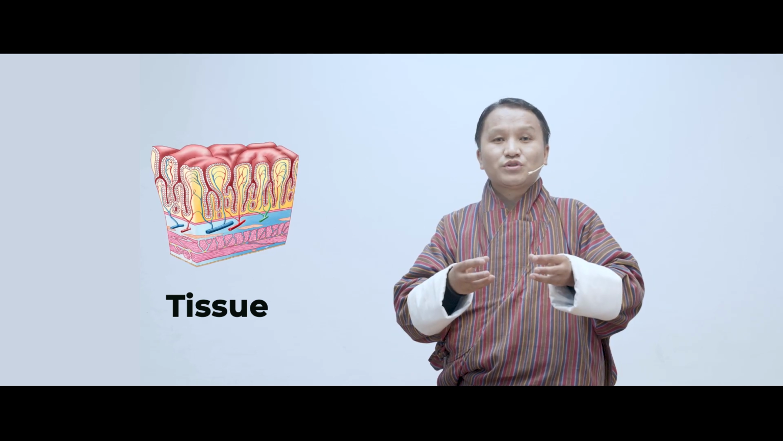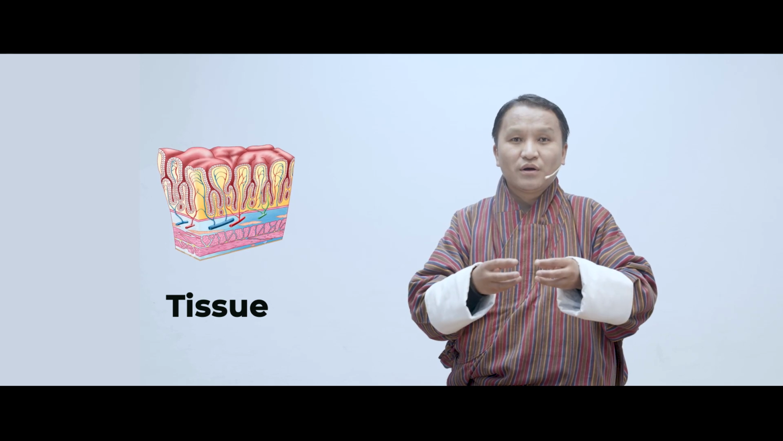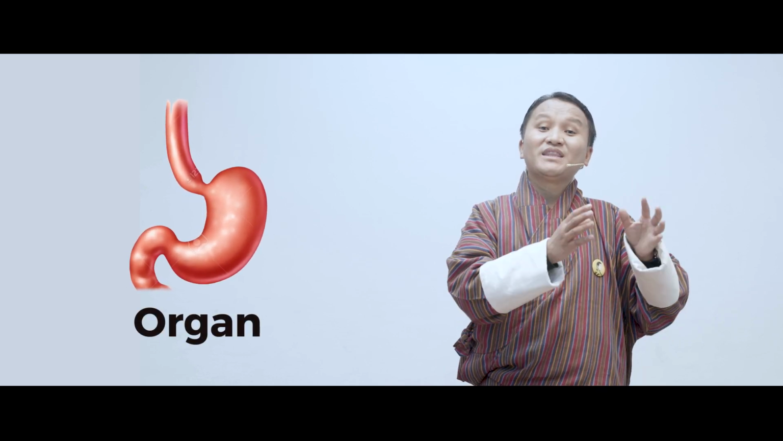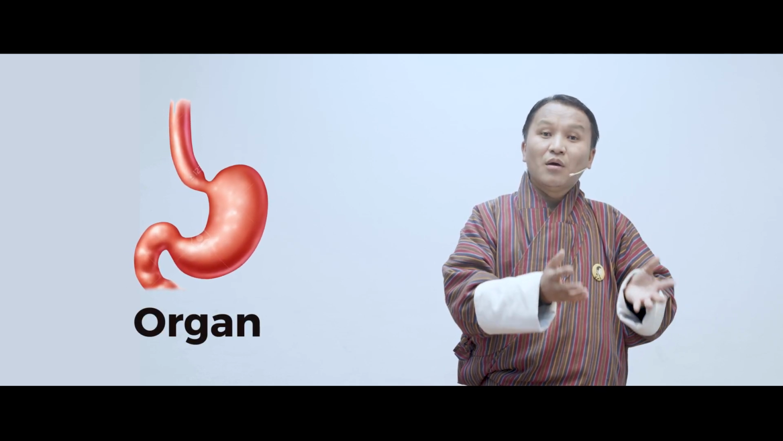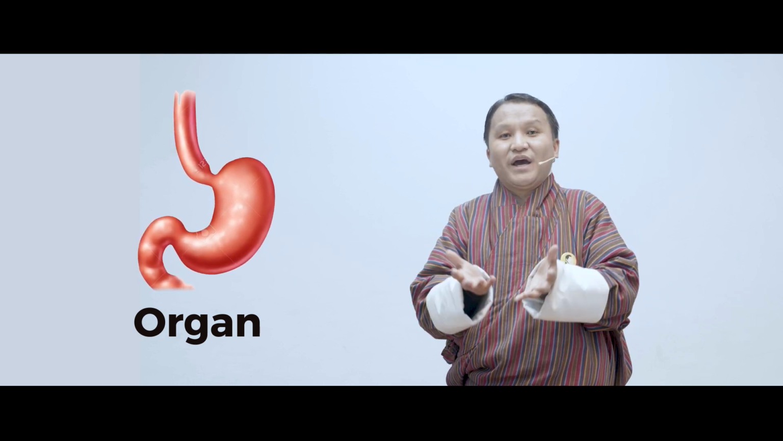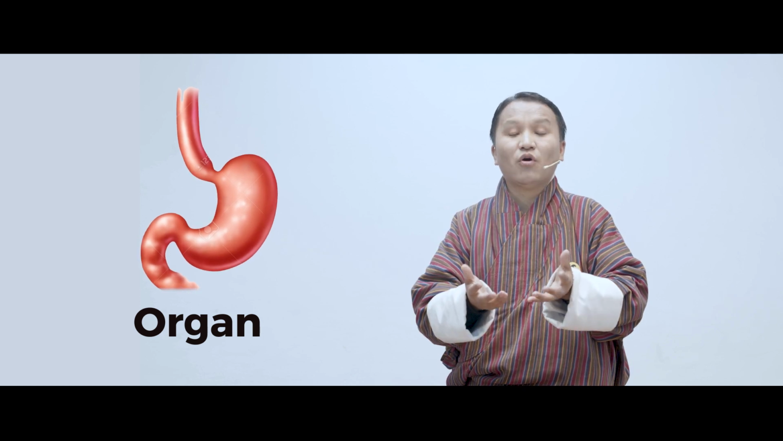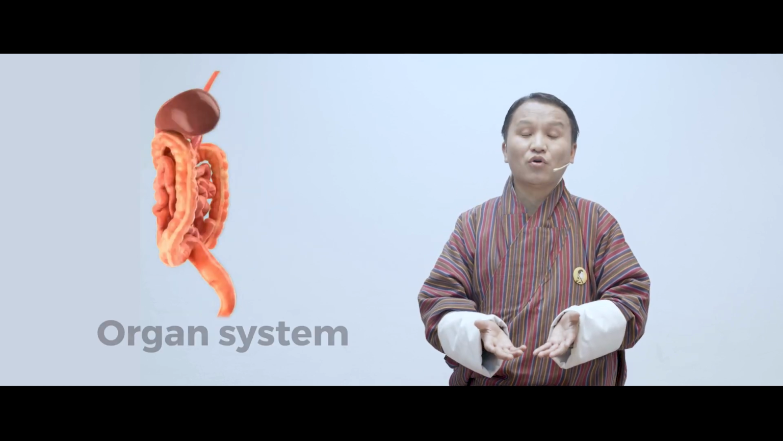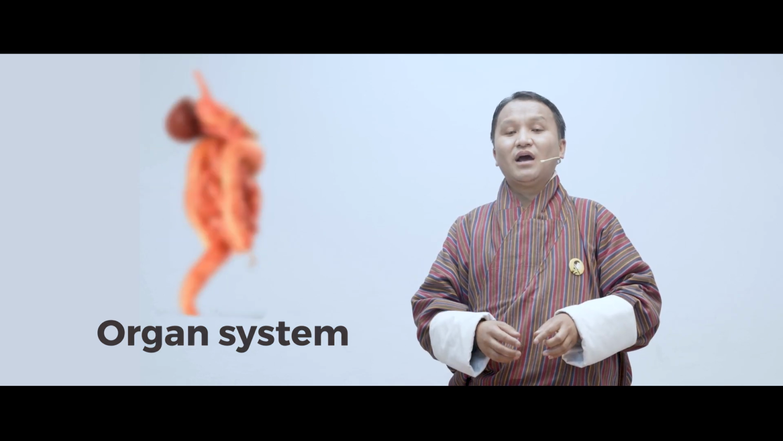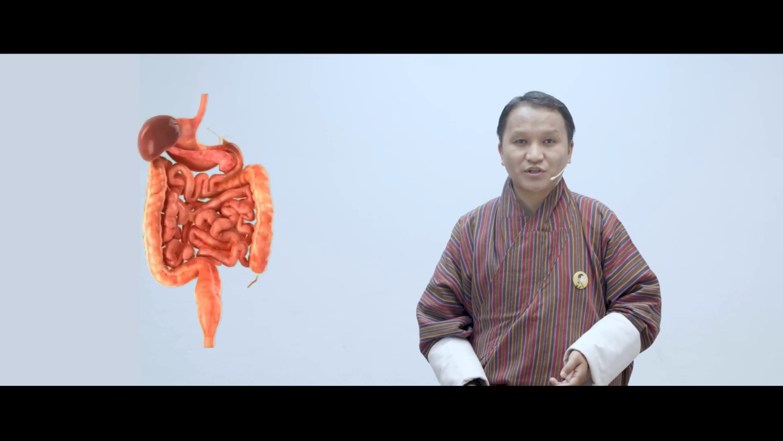And these tissues which do similar work, they group together to form what we call organs. Now these are quite complex, but those of the organs which do the similar work, they join together, work together to form a system called organ system. Now in order to better understand how it is happening, let us take an example of a digestive system which is very familiar to you.